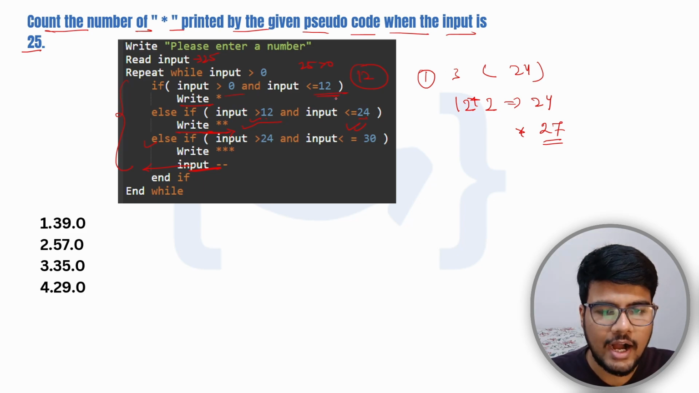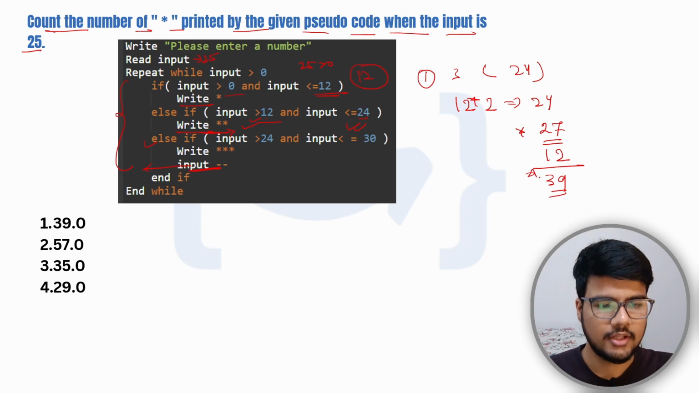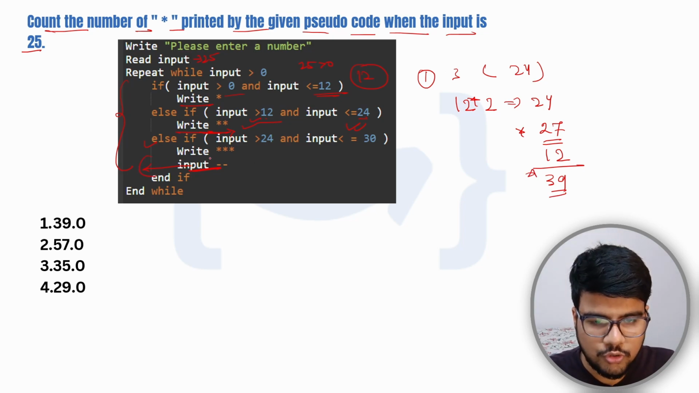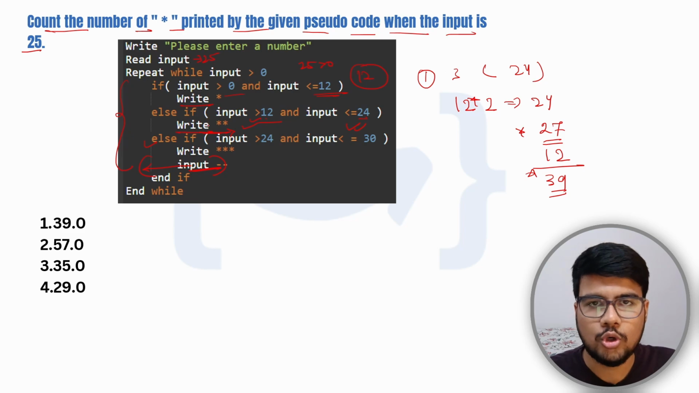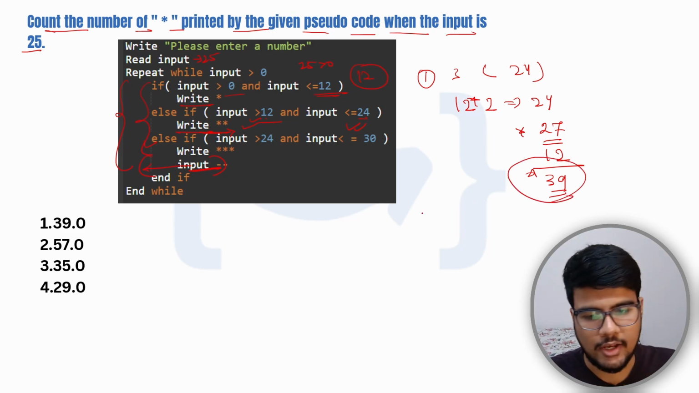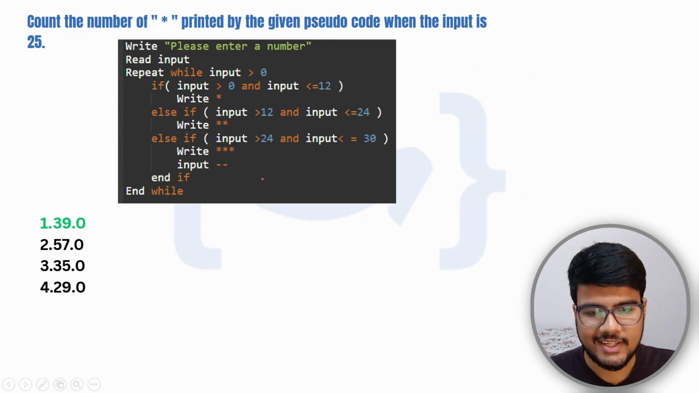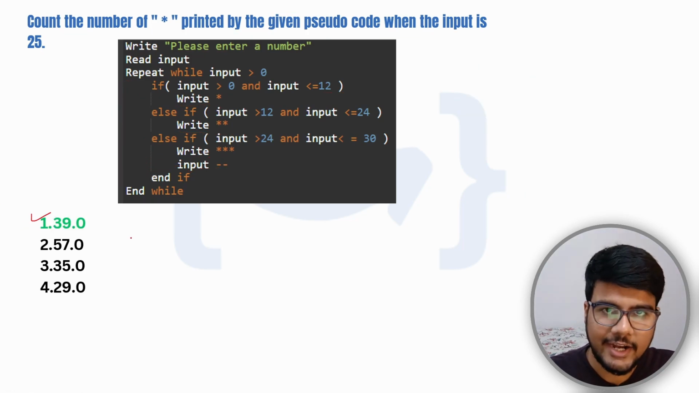From 0 to 12, I again go 12 times. Yes, so now it will print another set of 12 stars. So how many stars do we end up having? We end up having 39 stars. So you need to think that the input is out of the if-else condition, and you end up having the asterisk value as 39, which makes sense, although it could be a print mistake. But yes, this could be the solution. So let's check. Yes, 39 is the right option for this problem.